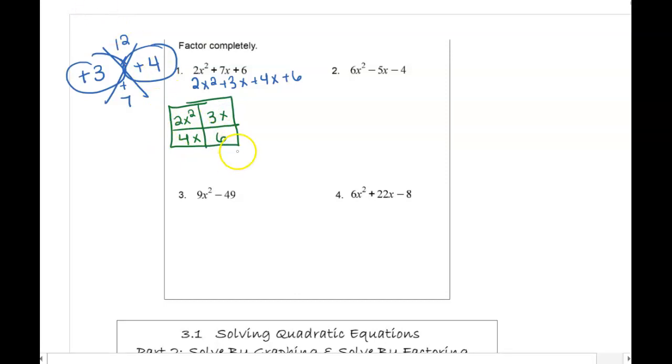I always start with this column here. So in 2x and 4x, my greatest common factor is a 2 and an x. Well, 2x times what is 2x squared? This has to be an x. Then x times what is 3x? Well, that'd be a 3. This has to be a 2, and if everything's right, 2 times 3 is 6, which it is. So my factored form is right here. It's 2x plus 3, x plus 2.